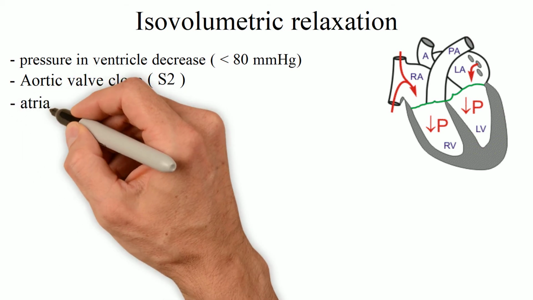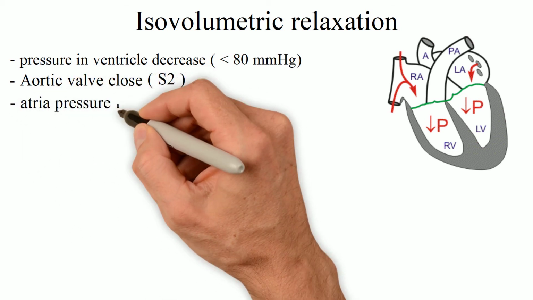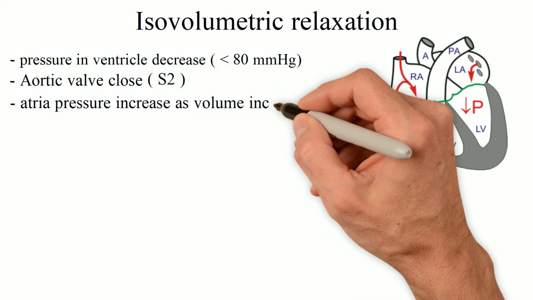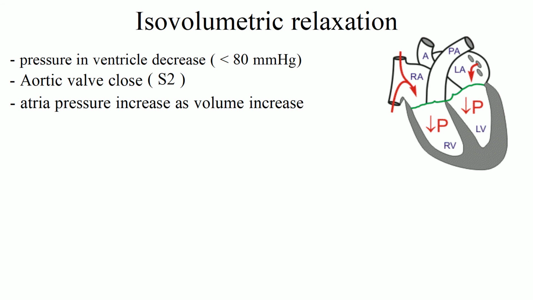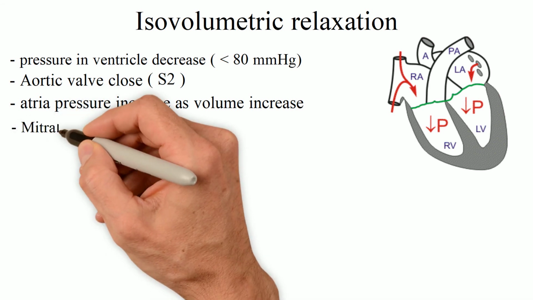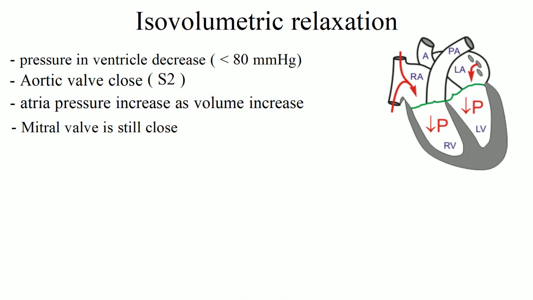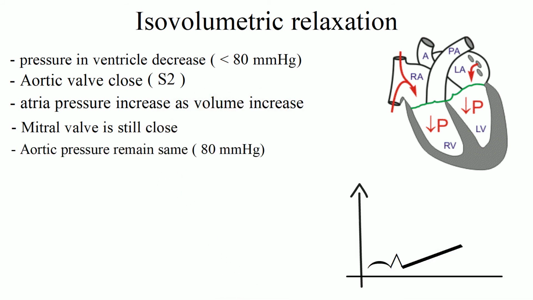The atrium is working as a reservoir and it is still receiving blood from the lungs. As there is an increase in the volume, there is an increase in the pressure of the atrium, but the pressure in the ventricle is greater than the pressure in the atrium. So the mitral valve is still closed. In this phase, you can see in the graph there is a decrease in the pressure of the ventricle, but it is higher than the pressure of the atrium.